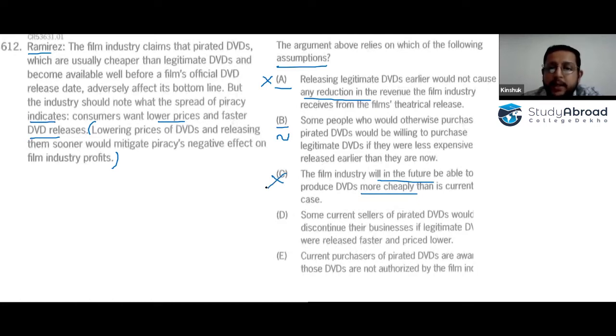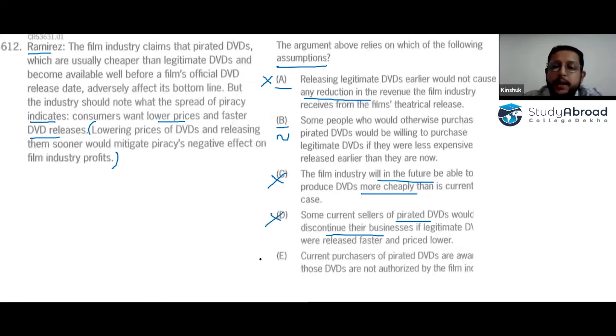Then next, Delta. Some current sellers of pirated DVDs would likely discontinue their business if legitimate DVDs were released faster and priced lower. Right. So see, this is telling us that the pirates of these DVDs are going to discontinue their business if this happens. The author is not saying that they are going to discontinue their business. He's saying that people will avoid piracy because now it's available for a lower price and they are getting it earlier than it was possible before. So again, this is not going to be the right answer.